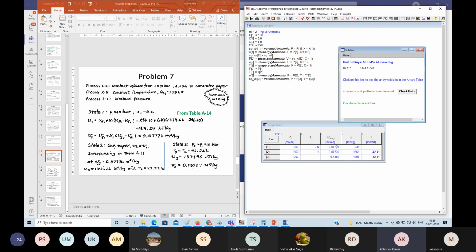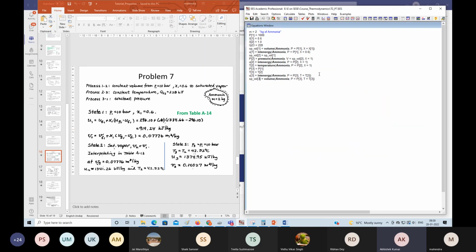Okay, so the specific volume is also given over here. V3 is 0.14027, right? Yes, we have obtained this. Okay, we have obtained this. Fine. Then now let us go to the calculations part.